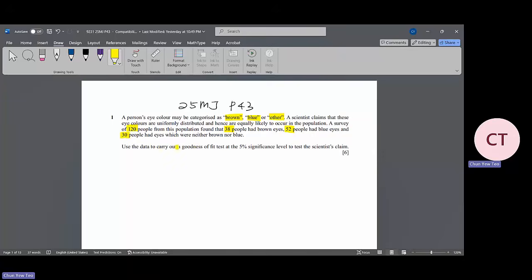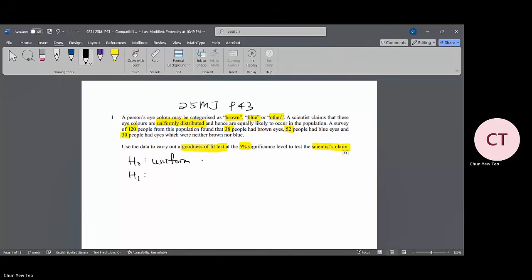Use the data to carry out a goodness of fit test at the 5% significance level to test the scientists' claim. Okay, they are uniformly distributed. So a uniform distribution means that the probabilities are equal. So we start from the null hypothesis, saying that, according to the scientists' claim, the uniform distribution is a goodness of fit.